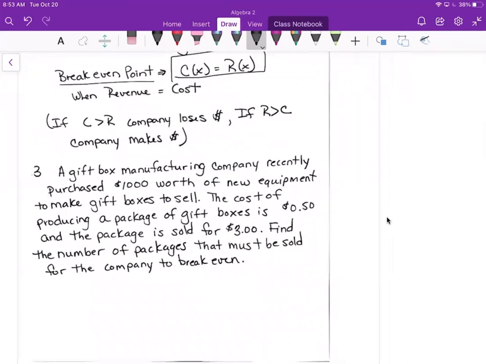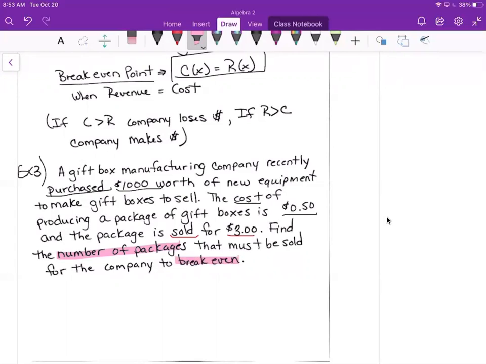So on example 3, and I apologize, these got cut off, but on example 3, it says a gift box manufacturing company recently purchased $1,000 worth of new equipment to make gift boxes to sell. The cost of producing a package of gift boxes is 50 cents. And the package is sold for $3. Find the number of packages that must be sold for the company to break even.